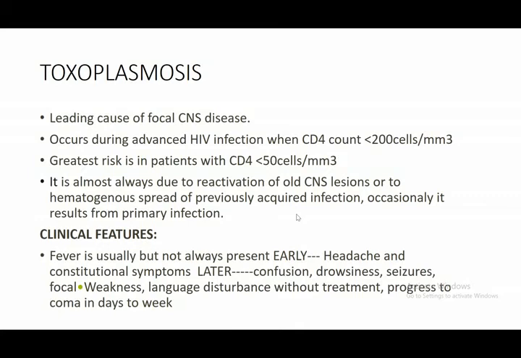Toxoplasmosis, a parasitic infection, is again a leading cause of focal CNS disease, especially in patients with advanced HIV infection, when the CD4 count becomes less than 200 cells. Greatest risk is in patients with CD4 count less than 50. It's almost always due to reactivation of old CNS lesions or to hematogenous spread of previously acquired infection. Occasionally, it results from primary infection. Fever is usually but not always present. Early, the patient may present with headache and constitutional symptoms. Later, the patient may develop confusion, drowsiness, seizures, and focal weakness and other focal disturbances.